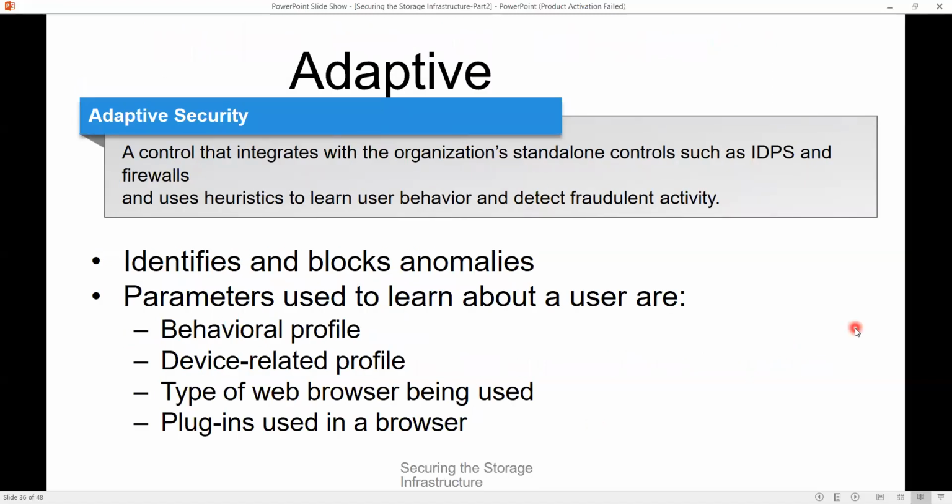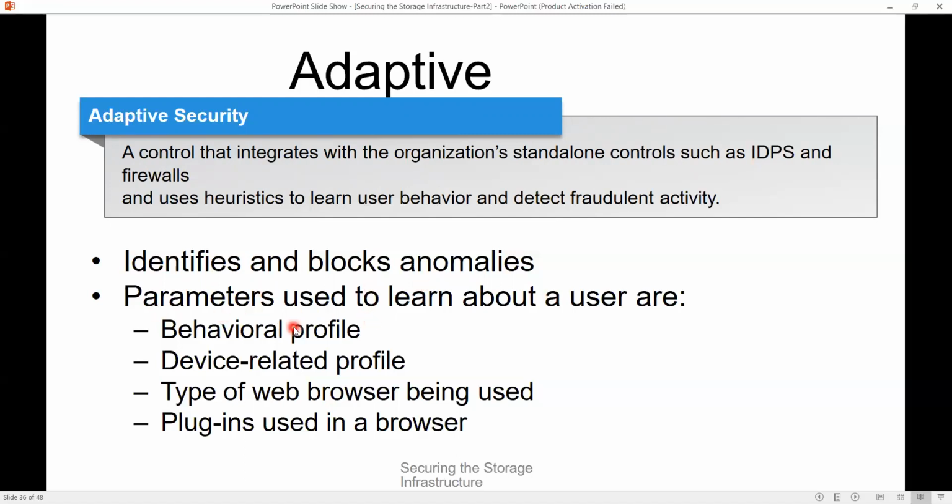Then we have the adaptive control that integrates with the organization's stand-alone controls such as IDPS and firewalls, right? So in this case it identifies and blocks anomalies. With the adaptive control system, any sort of anomaly that is lying in the system, it basically identifies and blocks it, right?